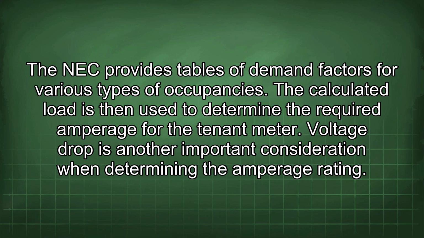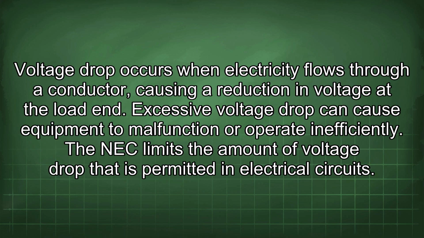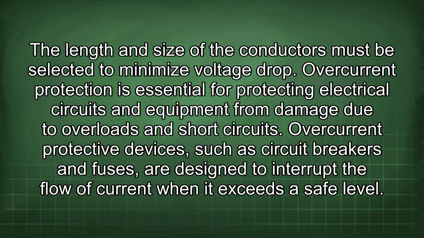Voltage drop is another important consideration when determining the amperage rating. Voltage drop occurs when electricity flows through a conductor, causing a reduction in voltage at the load end. Excessive voltage drop can cause equipment to malfunction or operate inefficiently. The NEC limits the amount of voltage drop that is permitted in electrical circuits. The length and size of the conductors must be selected to minimize voltage drop.